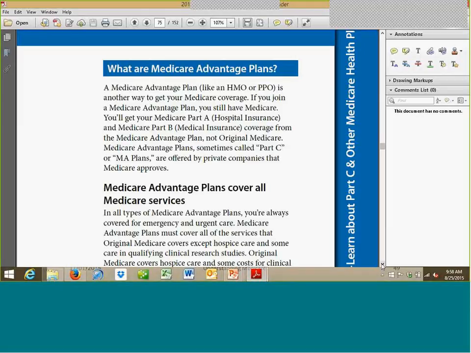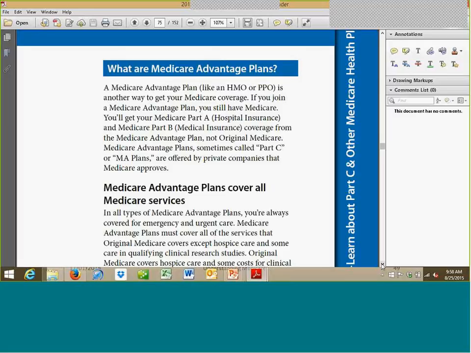What is your Advantage plan? It is another way to get your Medicare coverage. If you join a Medicare Advantage plan, what does it say? You still have Medicare. You pay hospital coverage and you're getting medical from the Advantage plan, not original Medicare.